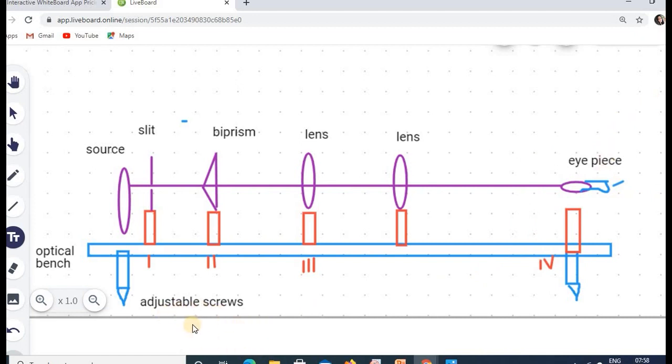And we have to adjust the slit and the edge of the biprism along the length of the bench. When this adjustment is complete, you can move the eyepiece towards or away from the biprism so that you can see the shift in the fringes. Okay, so now you can take the observations. So this is what's happening here.